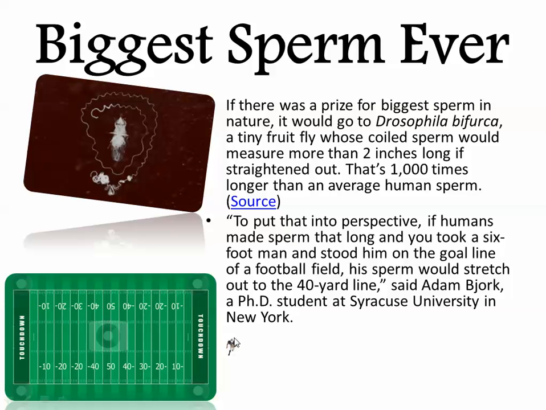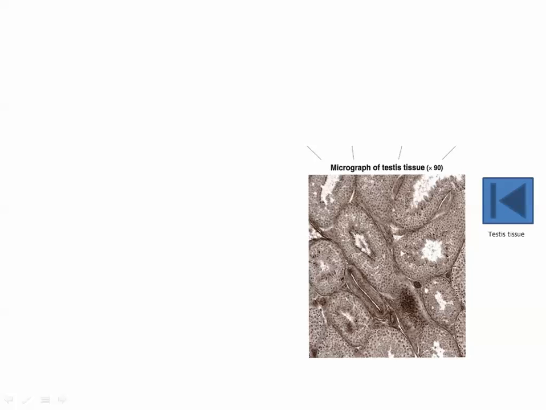If there were a guy standing here, his sperm cell, if we had the same proportions, would be stretching out to the 40-yard line. That's a pretty big sperm cell, probably mostly tail, but helpful for propelling it from one place to another.